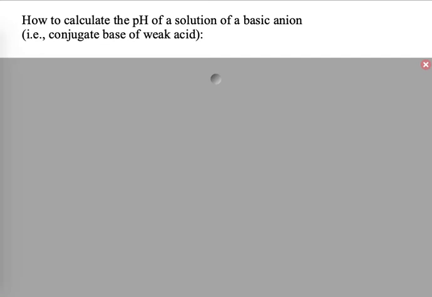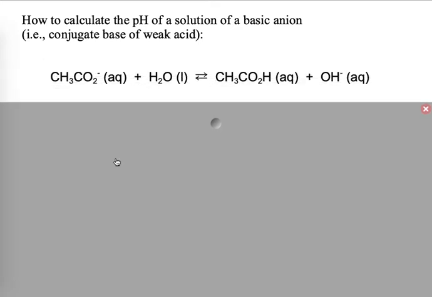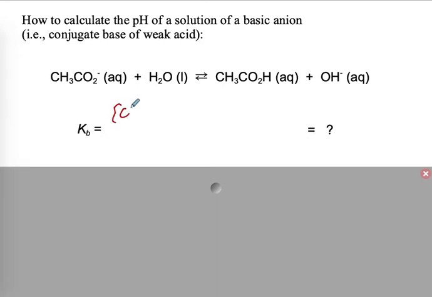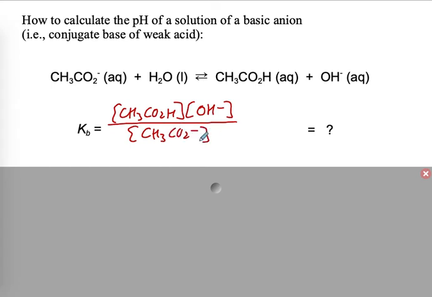So now let's get to some numbers. How do we calculate the pH of a solution of a basic anion? That is, if the anion is the conjugate base of a weak acid. Well, let's consider the weak base ionization of acetate, the conjugate base of acetic acid in water. Here's the equation. Kb is equal to the product of the concentration of acetic acid times hydroxide divided by the concentration of acetate anion. Again, we leave water out because it's the solvent. Its concentration is effectively constant.